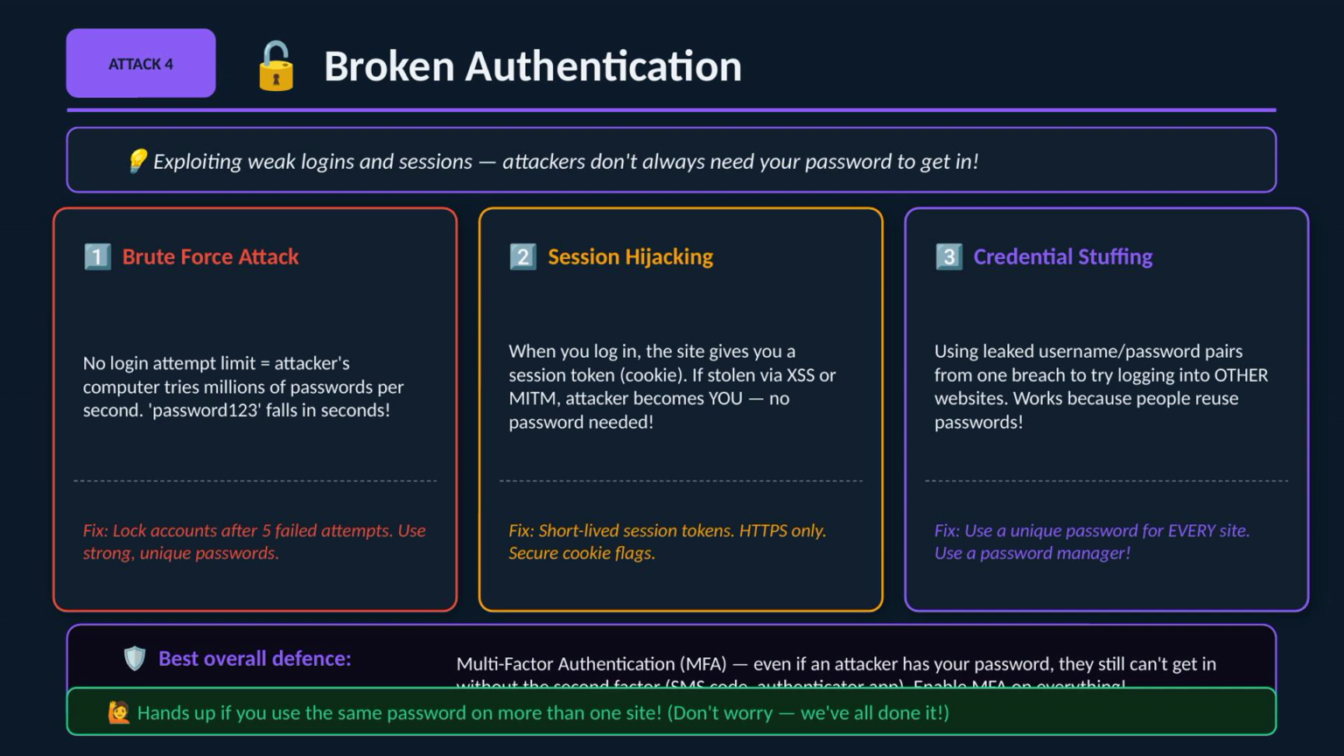The best overall defense against broken authentication is multi-factor authentication, or MFA. Even if an attacker has your password, they still cannot get in without the second verification step, like a code sent to your phone. Enable MFA on everything.